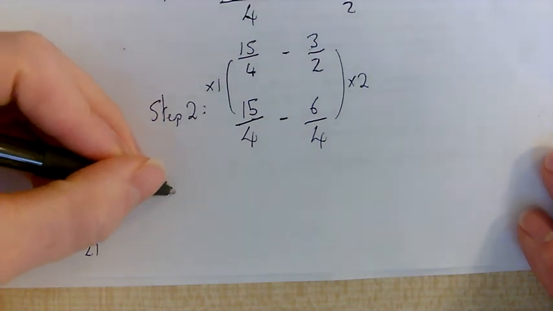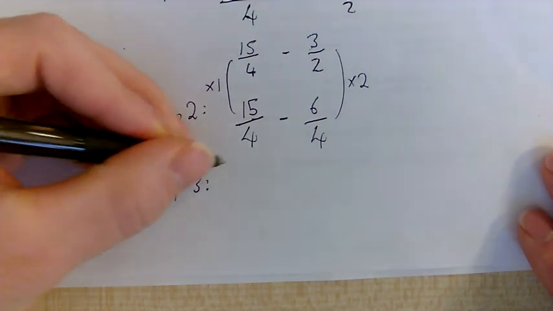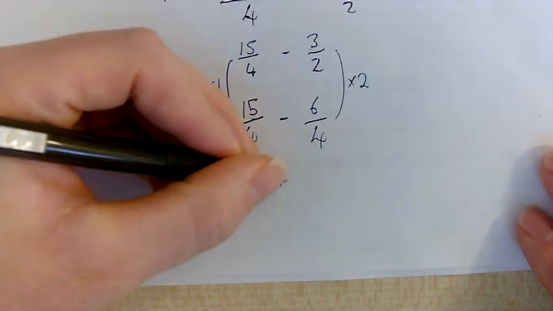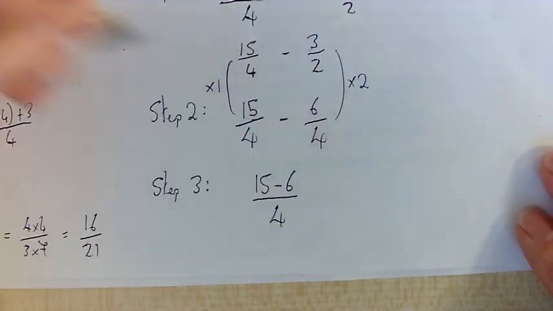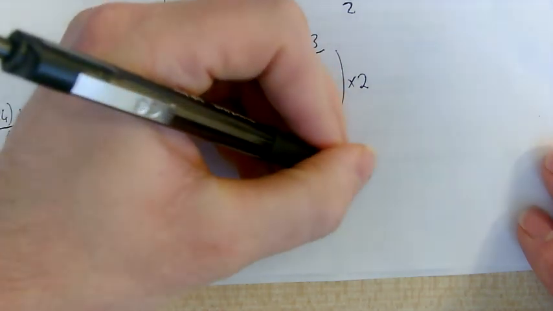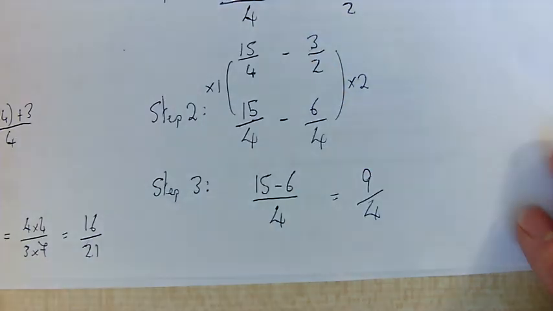So we've changed those denominators. Lastly, let's subtract them. So it's going to be numerators subtracted from each other to see how many quarters we have. 15 take away 6 is 9 over 4.